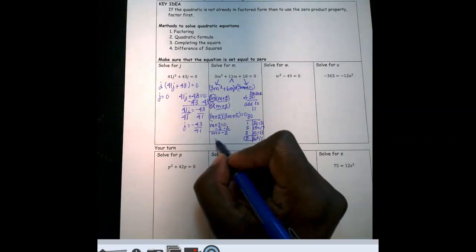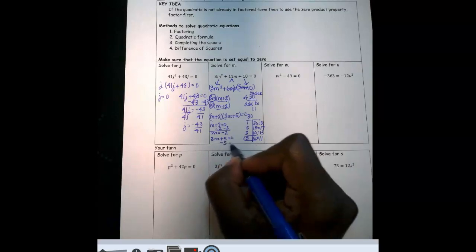And then we've got 3m plus 5. Set that equal to 0. Subtract 5 from both sides of the equation. 3m is equal to negative 5. Divide by 3. Divide by 3. Therefore, m is equal to negative 5 thirds. I tried to make that fit. It didn't go so well. So m is negative 2 and m is negative 5 thirds.